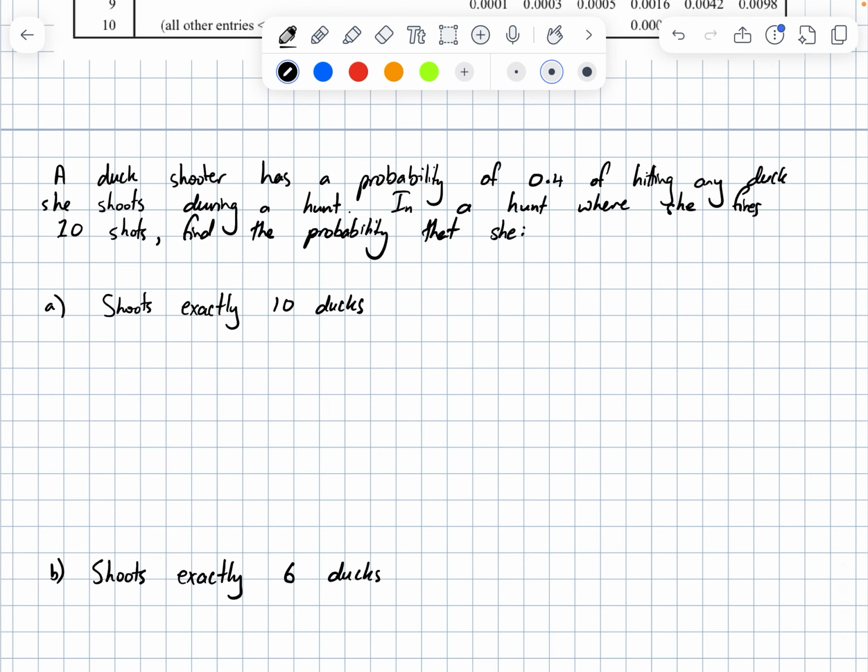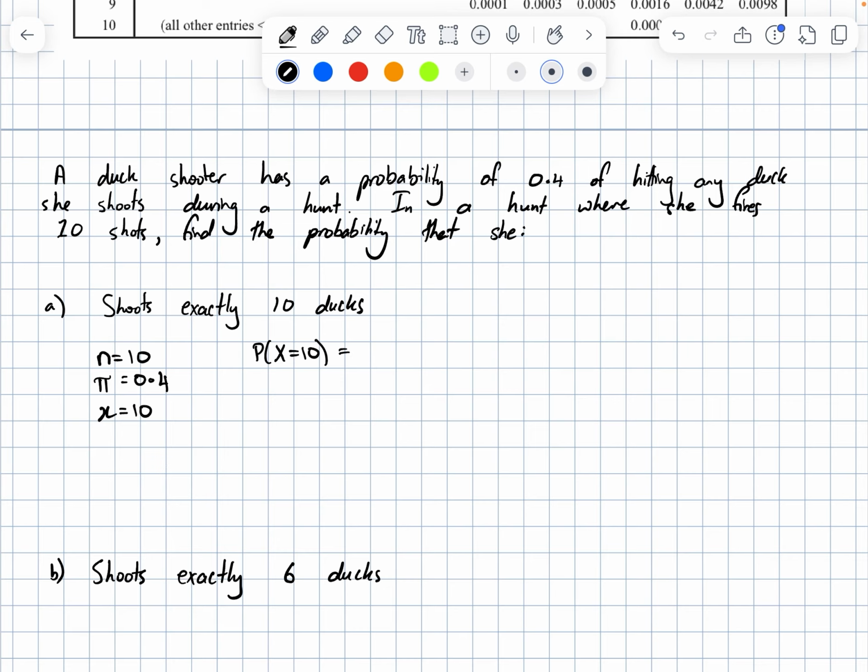So, an example. A duck shooter has a probability of 0.4 of hitting any duck she shoots during a hunt. In a hunt where she fires 10 shots, find the probability that she A. shoots exactly 10 ducks. From the context, we know that n is equal to 10. The probability is 0.4, and we want exactly 10 ducks, so x equals 10. So we want to figure out the probability that x equals 10.